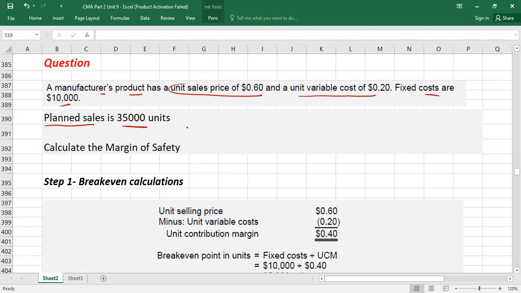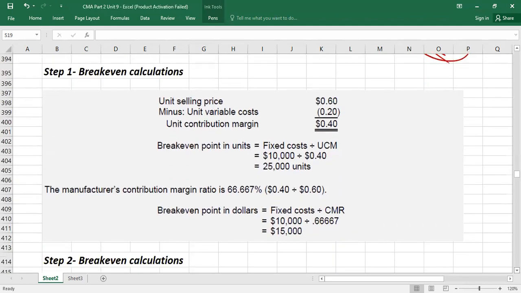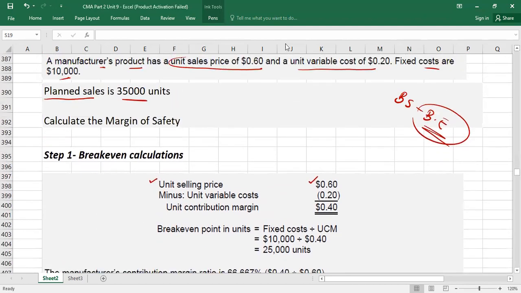Obviously, to get the margin of safety, we need budgeted sales minus break-even sales. So first we need to work out break-even sales. I'm going to calculate the break-even point in units and in dollars, because we need both to understand margin of safety in units and in dollars. First I'll calculate the unit contribution margin. I'll take the unit selling price, which is 0.6 given in the question, minus the unit variable cost, which is 0.2. That equals the unit contribution margin, which is 0.4.